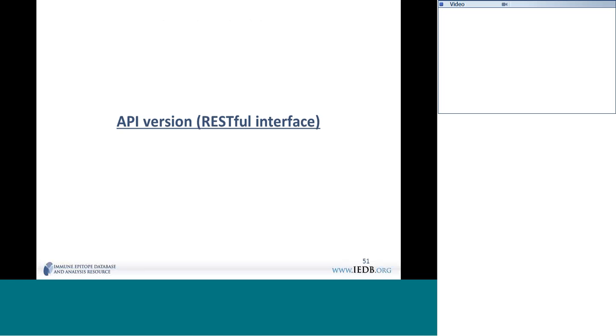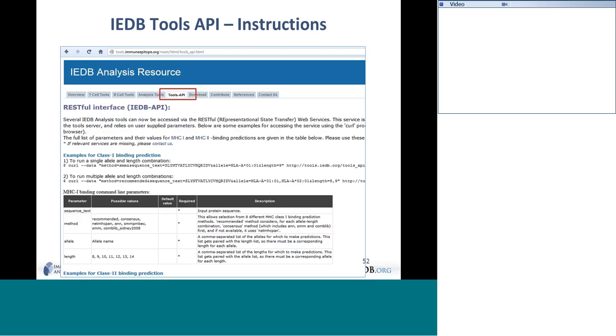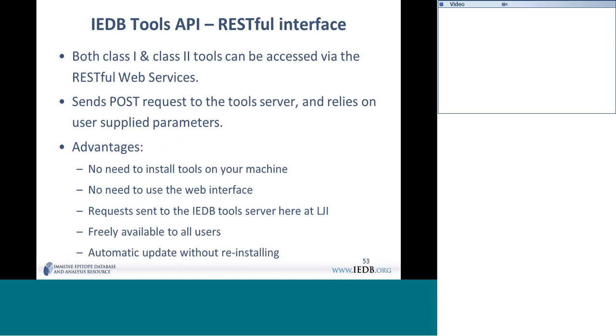And the next version is the API, or the RESTful interface. More details on this are available at the Tools API tab at the main analysis resource web page. This tab is not on the class 2 tool, but it's on the main analysis resource page. It describes what this is, gives sample commands, and explains the different parameters which can be used. Both class 1 and class 2 tools are available. Also, some of the processing tools are available as API. What this does is collect your input parameters and send the request to the server, which is here. So it's not running on your local machine, and it's not using the web interface. That's the difference between the other two versions.